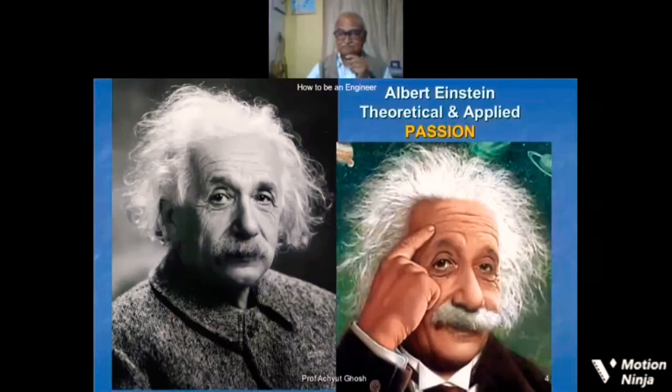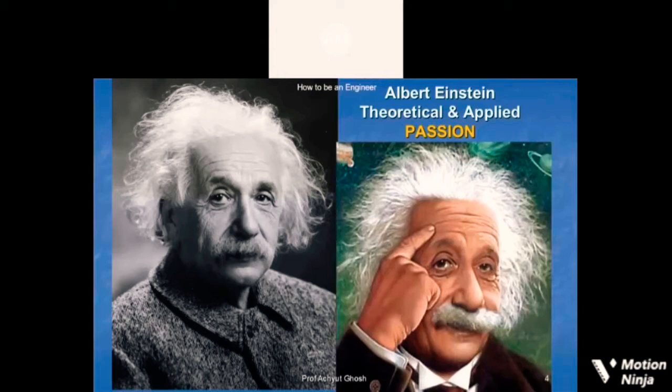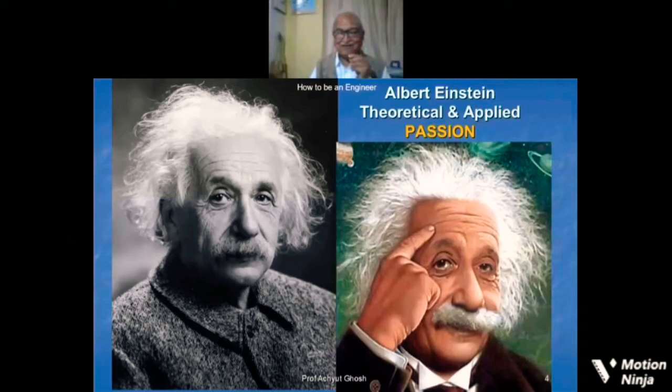Somebody asked Einstein, what is your factory? Where do you work? He showed his brain. This is my factory. He had a passion. He's both theoretical and applied here. So that is why Einstein is Einstein, at par, one level of intelligence.